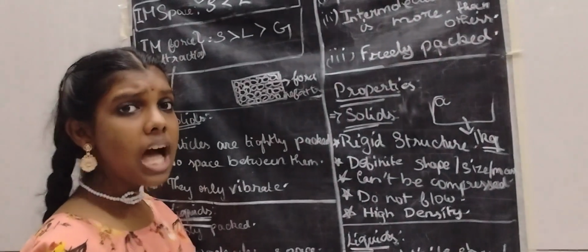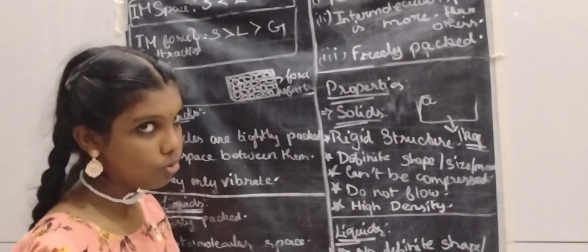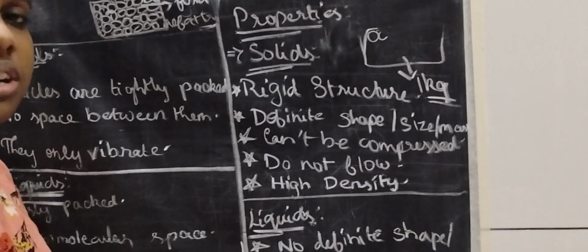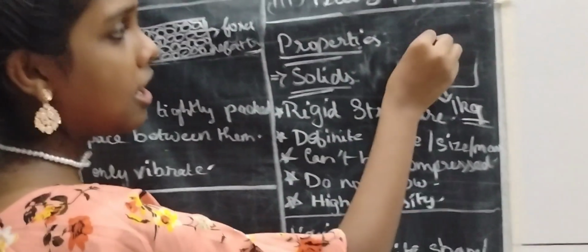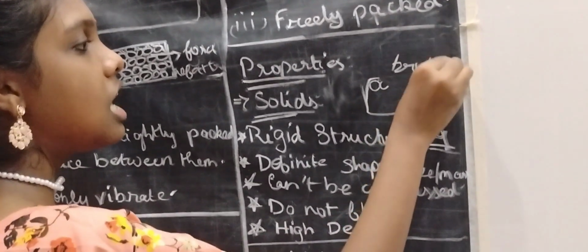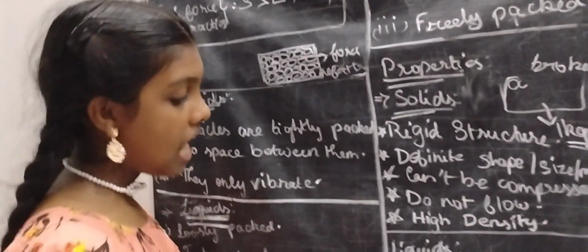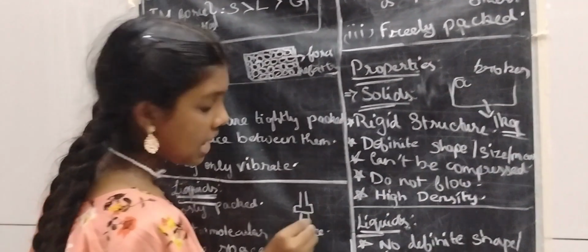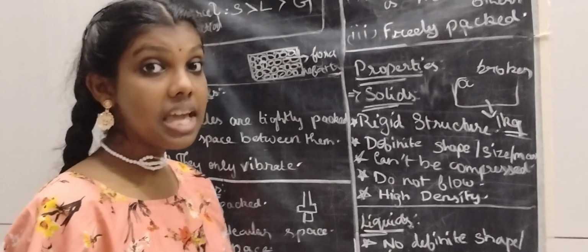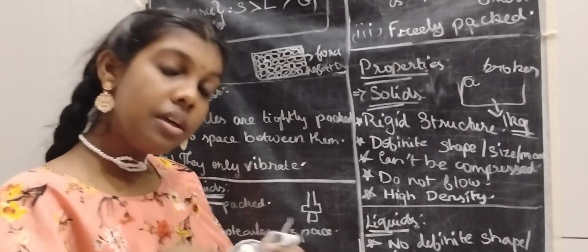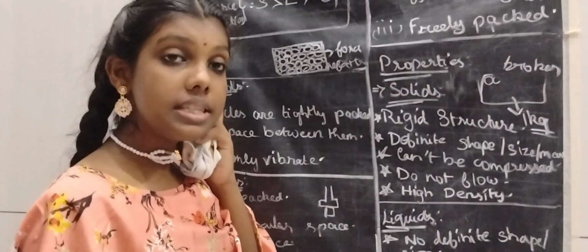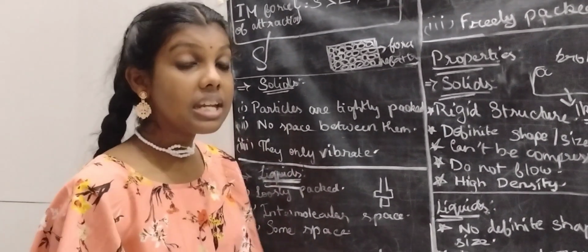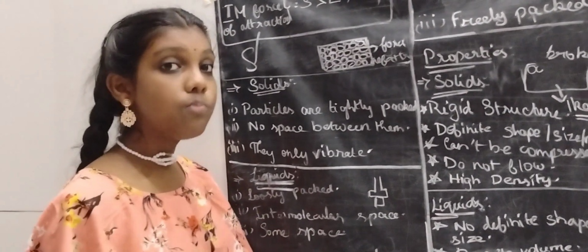Next, its size can't be changed unless it is broken. It can't be compressed. Compressed means if it gets compressed, then it will be broken into pieces. If you use a hydraulic press on a solid, for example a box, it gets crushed, it doesn't get compressed. It can't be compressed inside, and its mass and size wouldn't be the same again. So it can't be compressed, it can be broken. If it is compressed, it is broken.